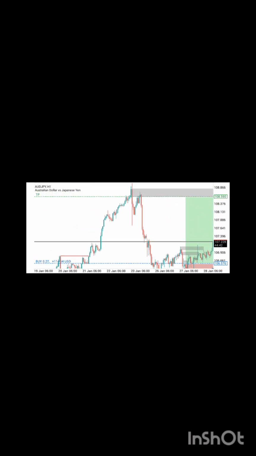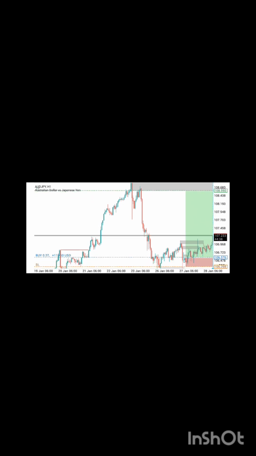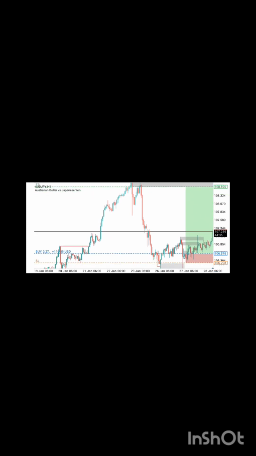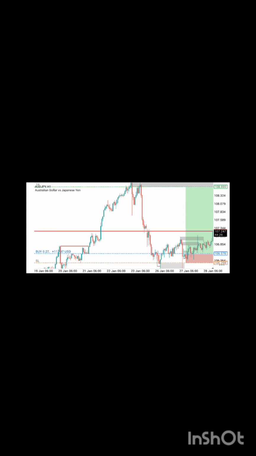Alright, as you can see clearly on my screen, it's been 2 days now and I'm still holding a buy on AUD JPY. But I think the trade is moving very well. Right now we are up 2% in profit. So let's see how it goes. I would have loved to break even, because my rule says at 1:2 you break even on the trade.